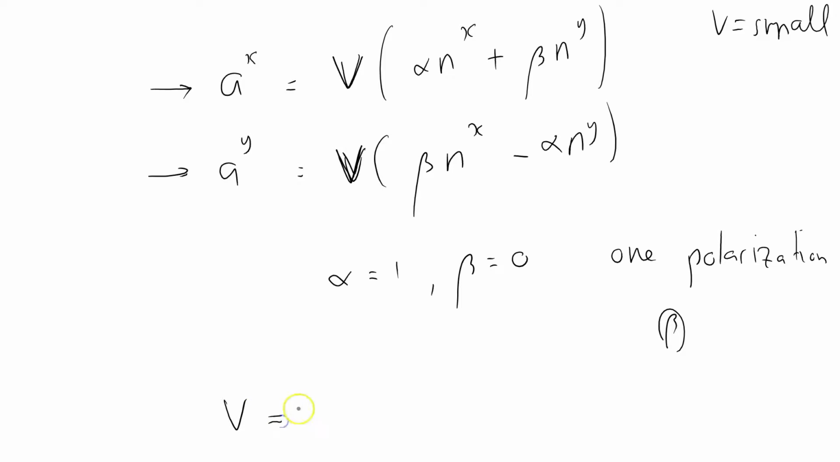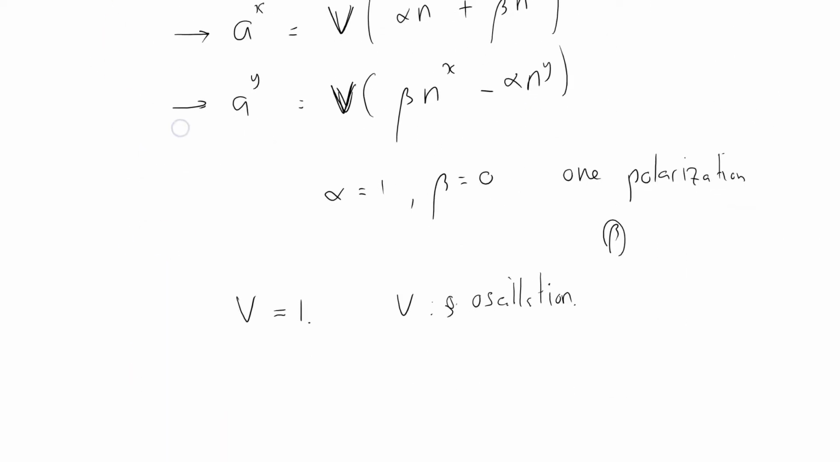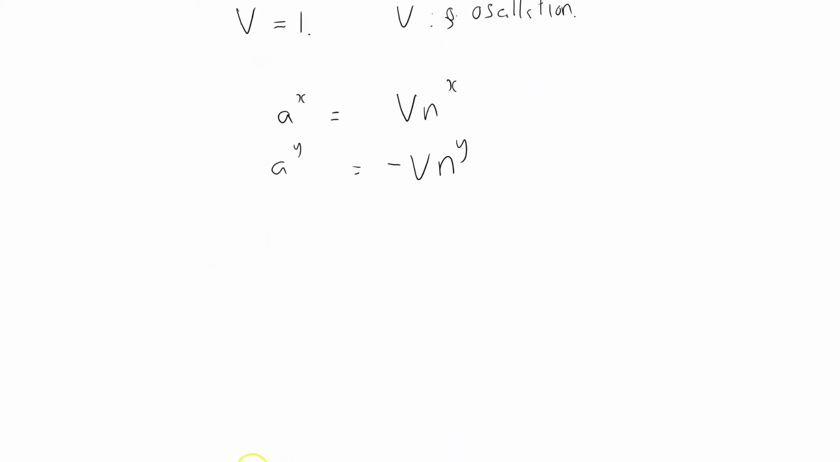So alpha equals 1 and beta equals 0. And furthermore, I'm going to choose that v equals 1. You'll remember that v was the oscillation term, so I'm just going to pick a place in time where v was equal to 1, in its positive phase. So what have we got here? We've got ax equals v times nx from this line here, and ay equals minus v ny from that term there. Well, that's nice and simple, isn't it?